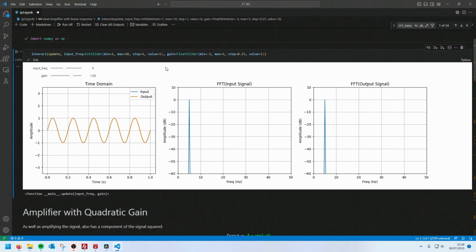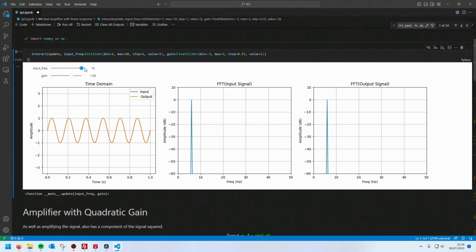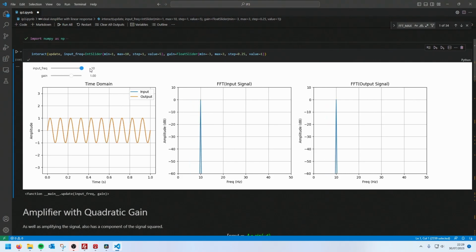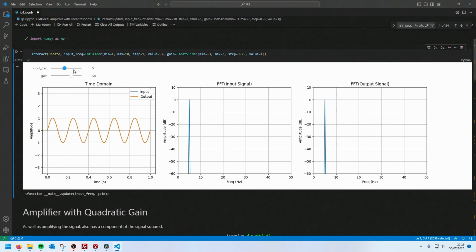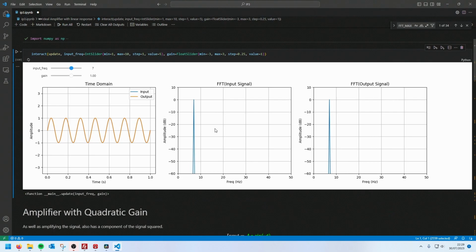And if we look at that in time and frequency domain, what we've got here is in time domain. You can see I've got an input frequency of 5 hertz, and I can slide this up and down. And if we go up to 10, you can see we get more and more cycles in this 1 second window. And also on the Fourier transform, we've got the Fourier transform of the input here and of the output here. And right now we've got a gain of 1.